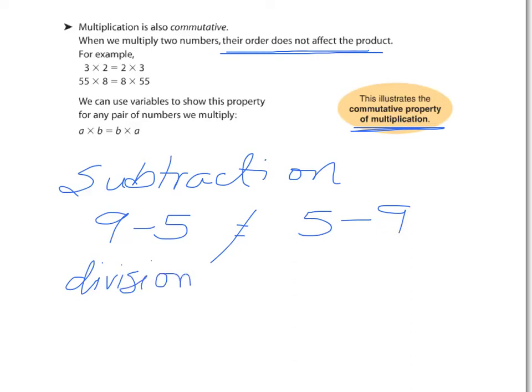Say I had 35 divided by 5. Would that be equal to 5 divided by 35? So here we're taking 35 and dividing it into 5 groups, which is possible. That is 7. Can we take 5 and divide it into 35 groups and still get 7? No, we cannot. So it is not equal. So the commutative property does not apply to subtraction and division.